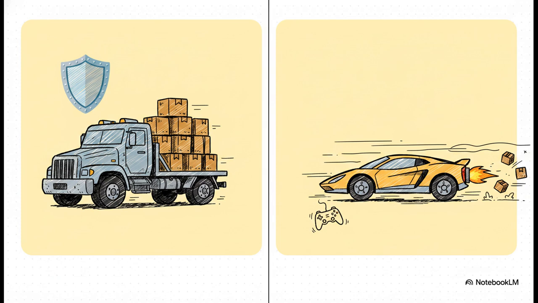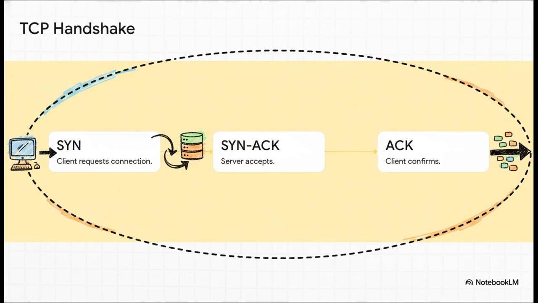UDP, on the other hand, is built for pure speed. It doesn't check if data arrived, it just keeps firing. And that's exactly why it's used for live video streams and online gaming, where a dropped frame is vastly preferred over a delayed one. So how does TCP actually ensure this bulletproof reliability?